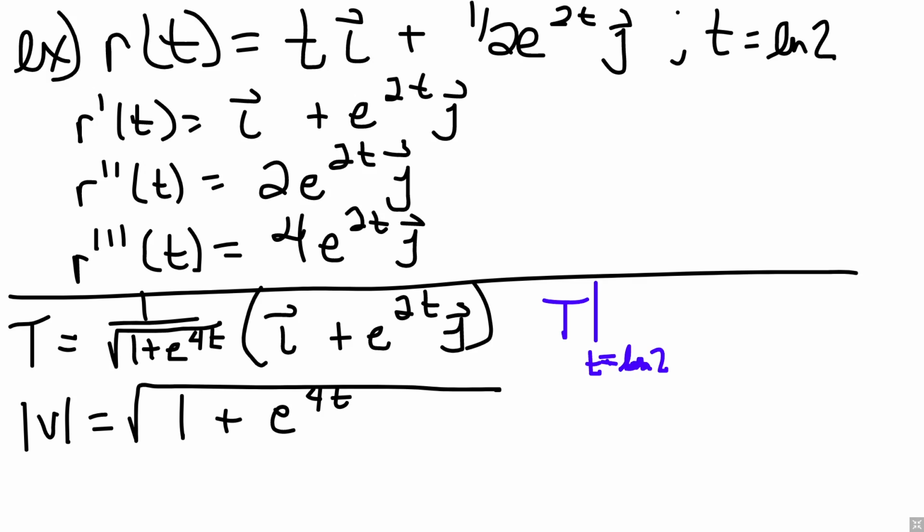So if I evaluate the magnitude of velocity at the natural log of 2, what will it give me? One over root 5. It's not going to give us that. Okay, so let's look. So we're going to have this.